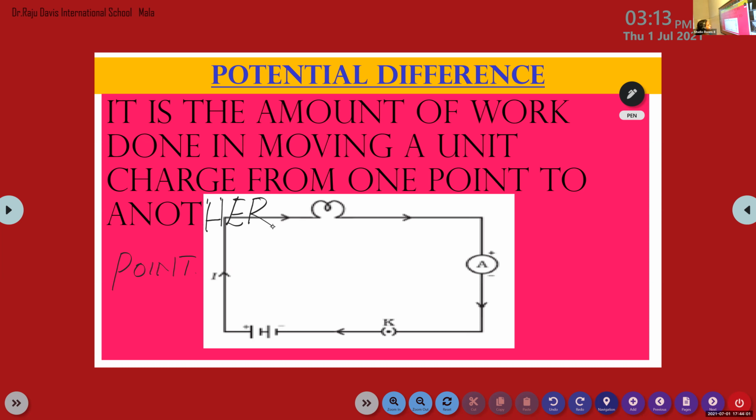And students, in an electric circuit, who does this work? Is it humans? Is it the wires? Wires are only the carriers. They are only the charge carriers. Who does the work here? Cell or battery. Very good, very good.